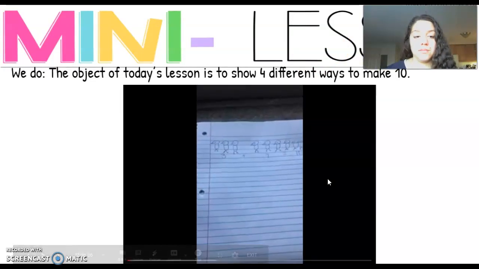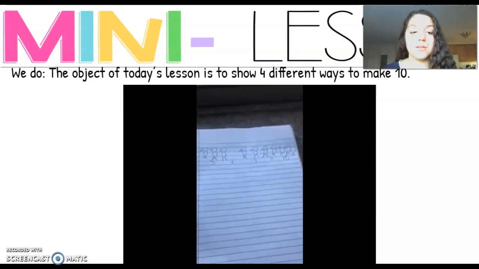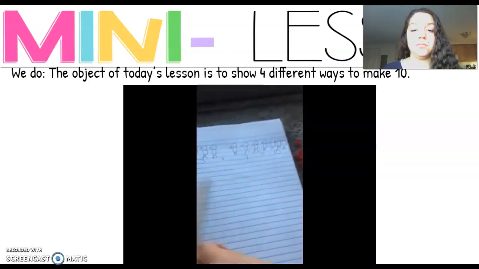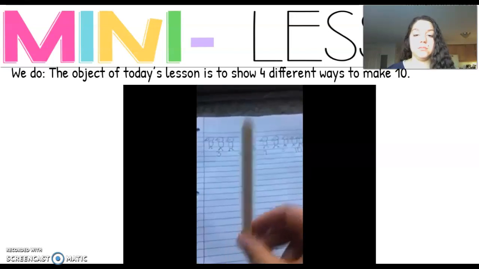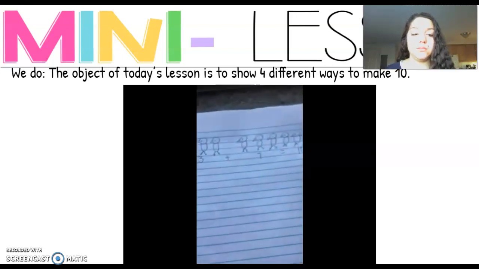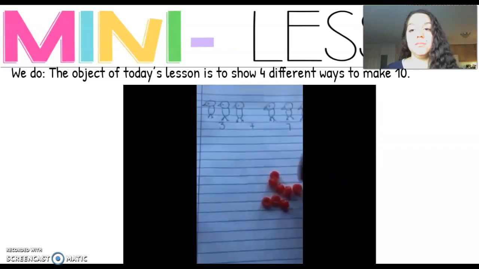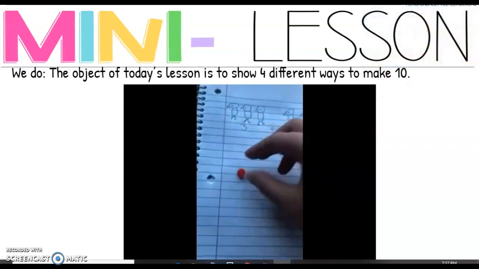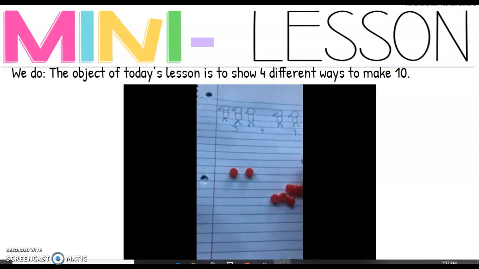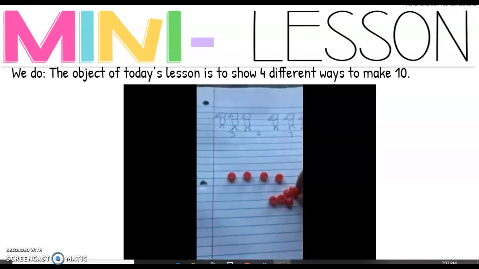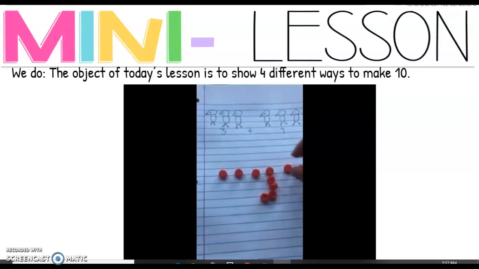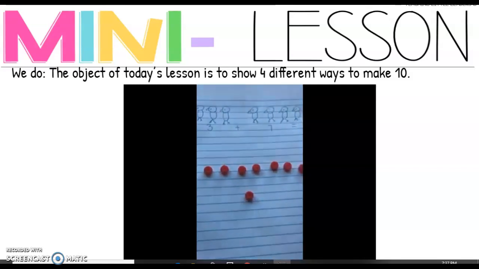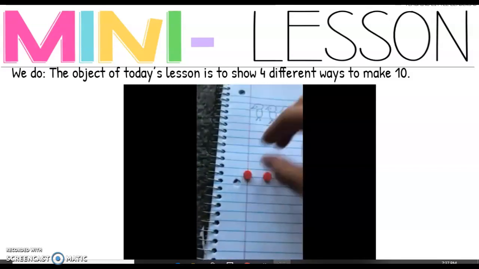Okay, now it's time for our we do. We're going to do this one together, so make sure you have out a piece of paper, a pencil, your popsicle stick to split the wire, and 10 beads. I'll put my beads back on the paper and we'll count them out and make sure we have 10. 1, 2, 3, 4, 5, 6, 7, 8, 9, and 10.